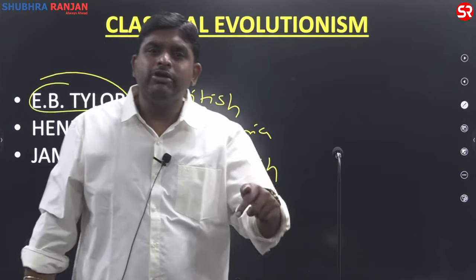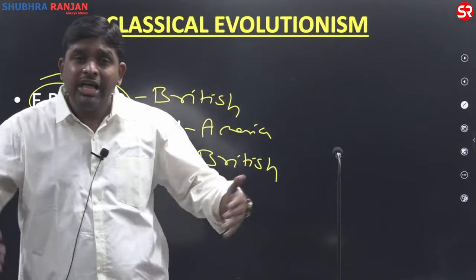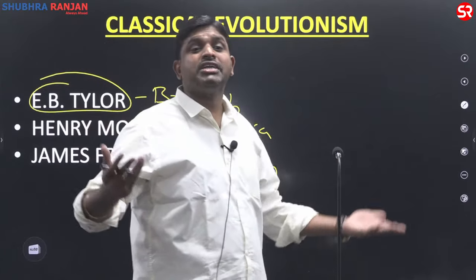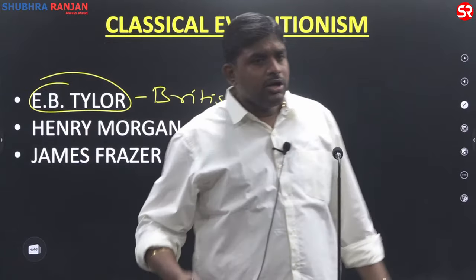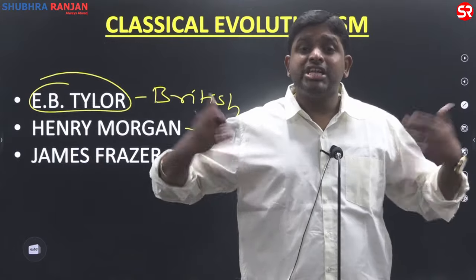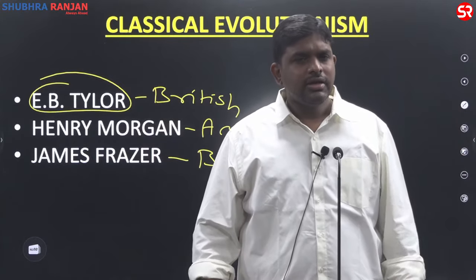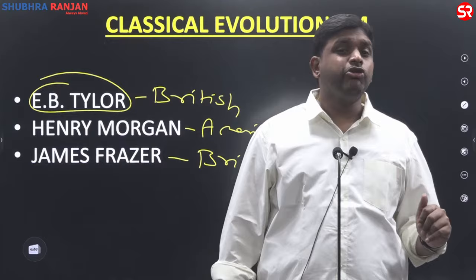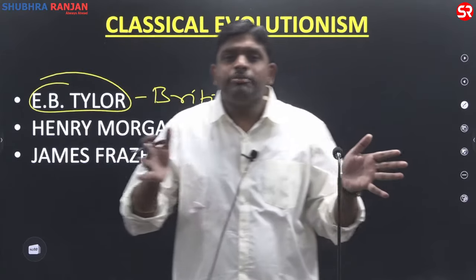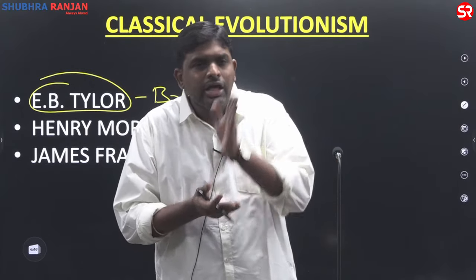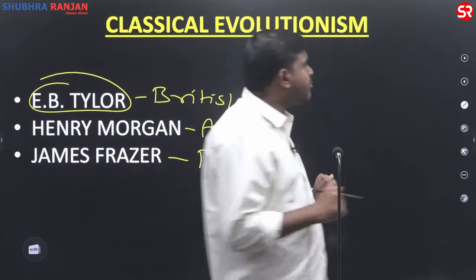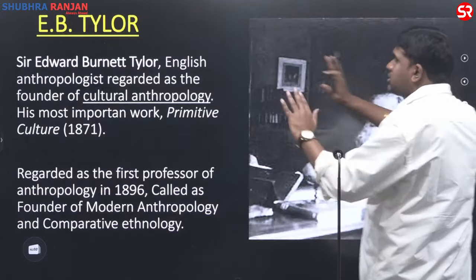And in his book Primitive Culture, he is the first person who told the evolution of religion. How did religion evolve? What are the circumstances, how has religion evolved? And he gave a beautiful concept called psychic unity of mankind. These many contributions are there of E.B. Taylor. One by one, we will discuss. So first is E.B. Taylor.